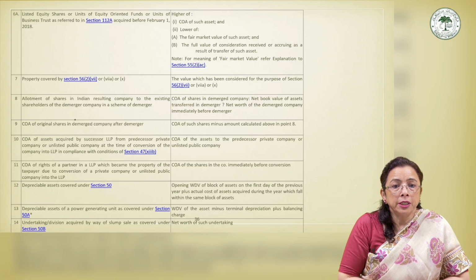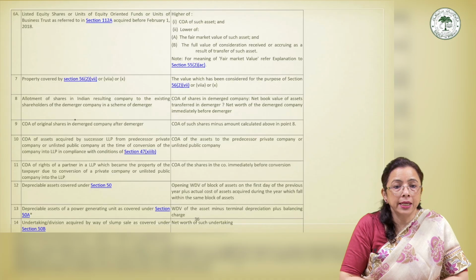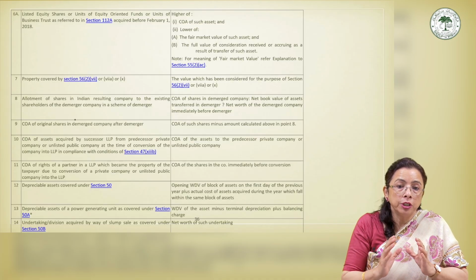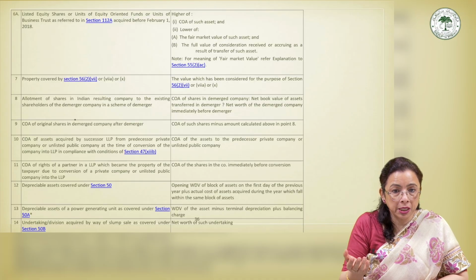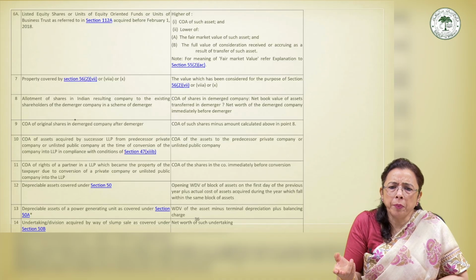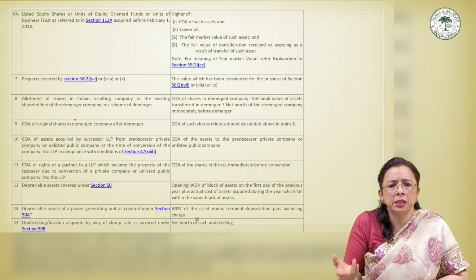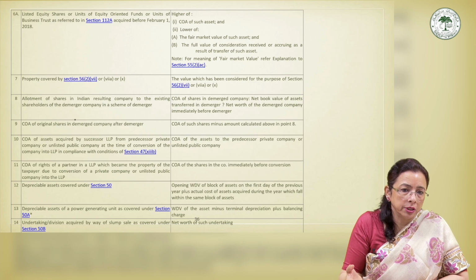Then we talk about the depreciable assets of power generating units, that is Section 50A. Power generating units may claim depreciation under a different system compared to ordinary block depreciation, just to ensure proper adjustment of depreciation related benefits already available under the earlier provisions.